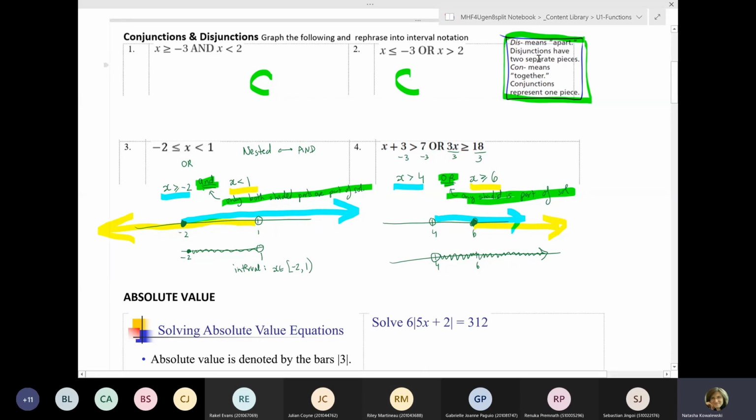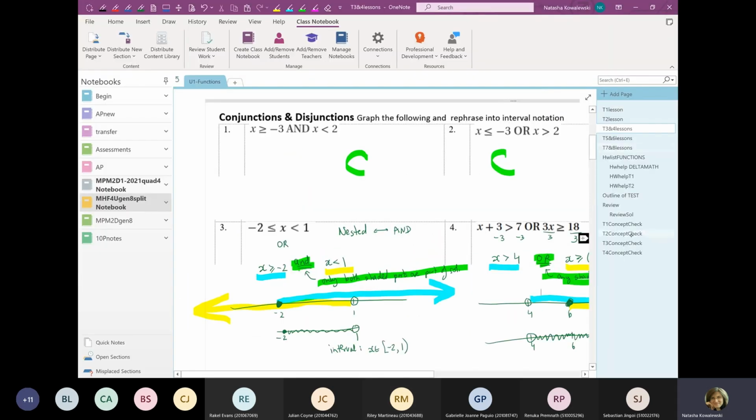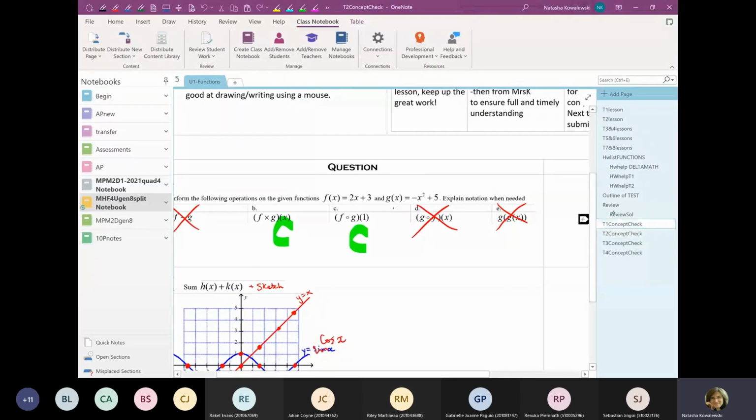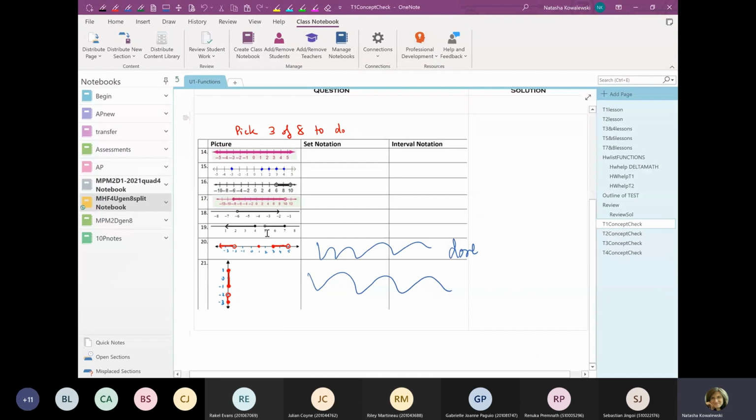So at this junction, we'll have 2 separate pieces, which I don't have a picture of here, but we had in your concept check yesterday. Let's see, not this one. This one over here. This would be called a disjunction, number 19, because it's 2 separate pieces, right? And of course, anytime you have separate pieces, it's a disjunction. But if you have only one shaded piece, that's going to be called a conjunction, okay?